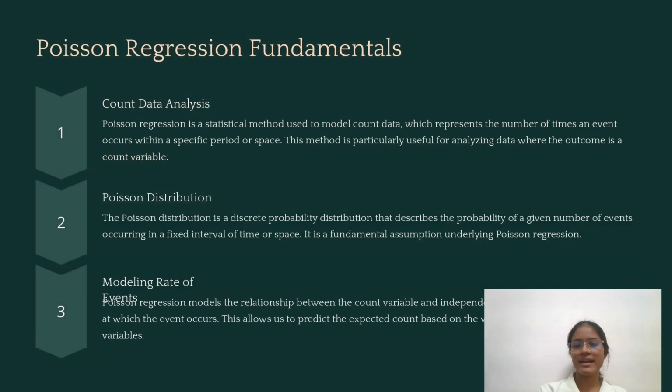Poisson regression fundamentals is our next topic which we are going to discuss. So first is count data analysis. Poisson regression is a statistical model which is used to analyze count data, which represents the number of times an event occurs within a specific period or space. Now second is the Poisson distribution, a discrete probability distribution that describes the probability of a given number of events occurring in a fixed interval of time or space, and it is a fundamental assumption underlying Poisson regression.